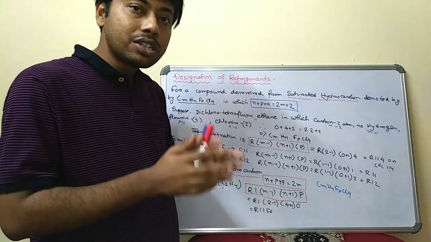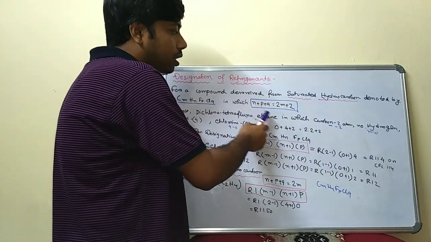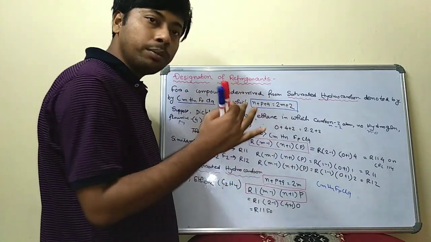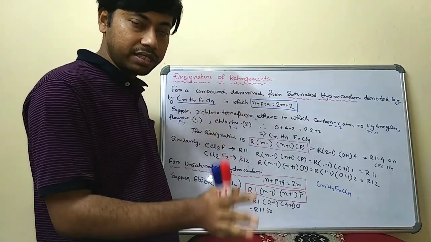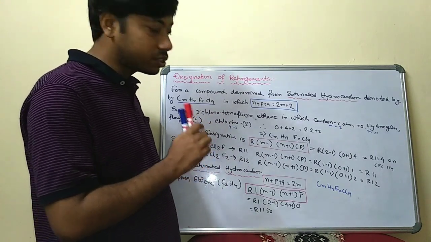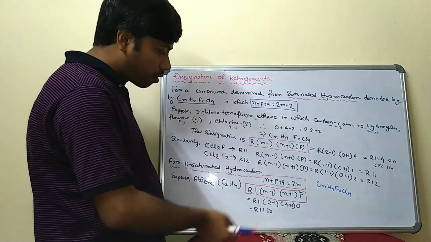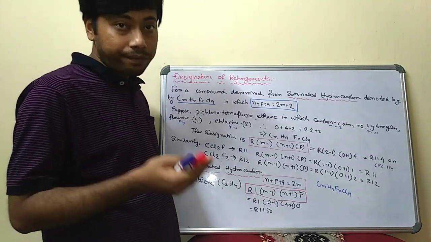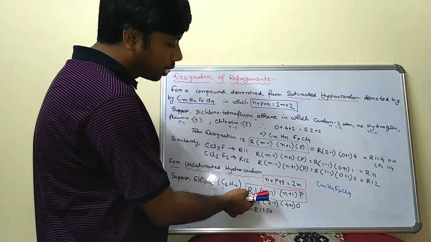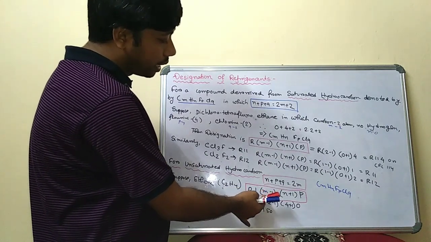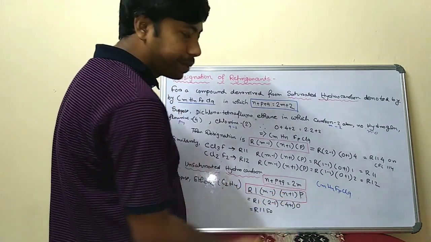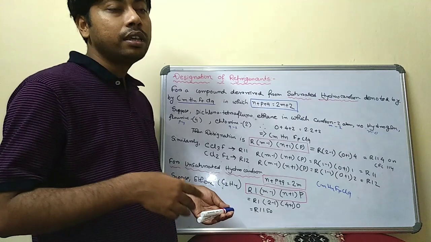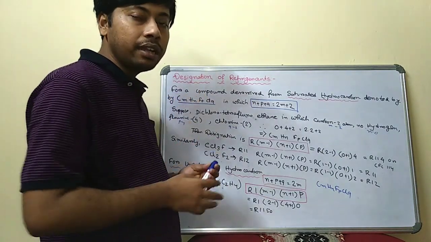Now, if it is an unsaturated hydrocarbon, that means it does not follow N plus P plus Q is equal to 2M plus 2, but instead follows N plus P plus Q is equal to 2M. If it follows this condition, then you can designate the refrigerant in this manner: R1, M minus 1, N plus 1, P, where M, N, P, Q are the numbers of atoms of carbon, hydrogen, fluorine, and chlorine.